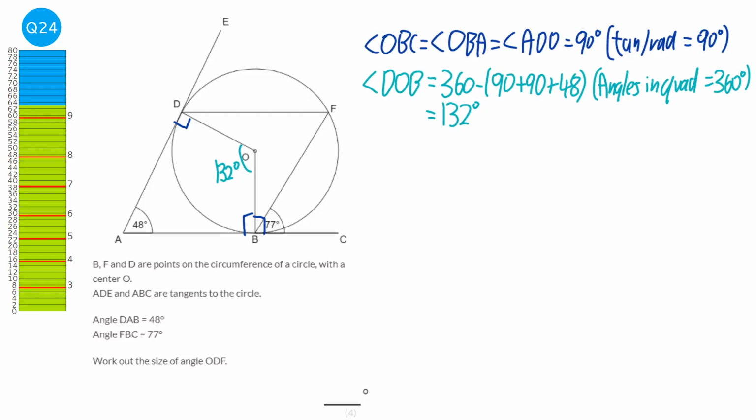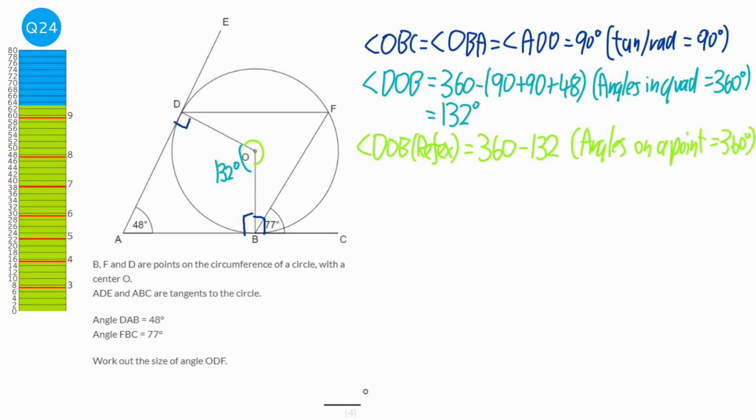But we also have this angle here, which is also angle DOB, but I'm going to call this the reflex one. And to work this one out, we just do 360 take away 132. And the reason for that is angles at a point equal 360 degrees. And so we're going to do 360 take away 132, which is 228. So this is 228 degrees.